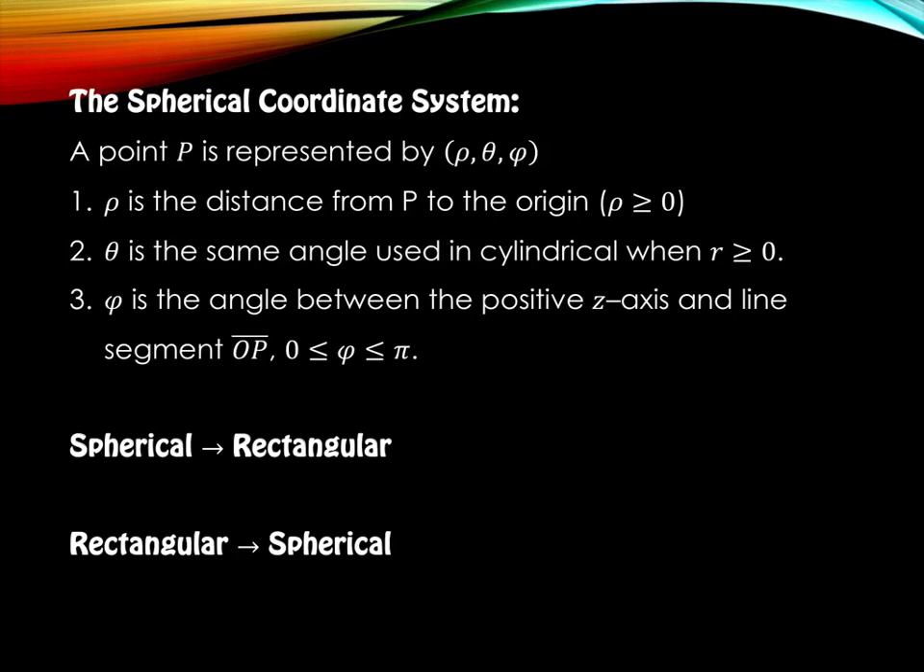Okay, so in the spherical coordinate system, we have a point represented by rho. Rho looks kind of like a P. That is rho. Theta. And phi. You can say phi if you want, but I've always said phi during my math classes, so I'm going to say phi. Okay, rho, theta, phi.